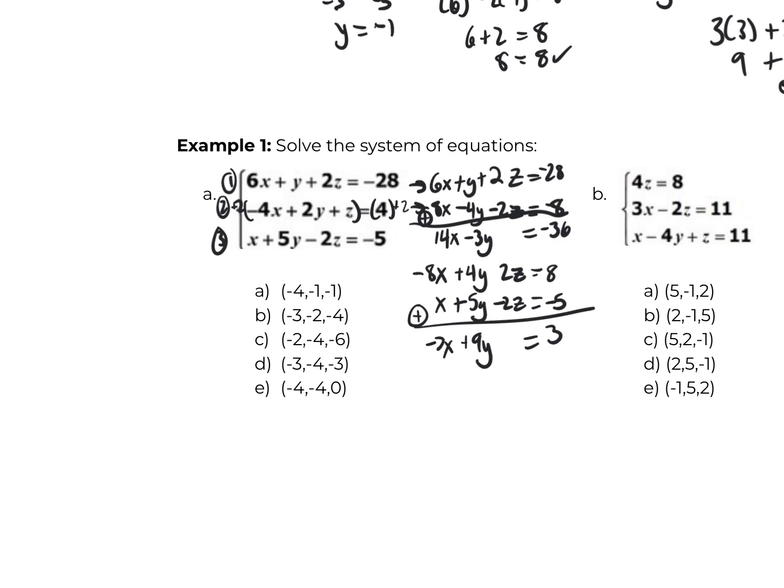So now I have two equations with two variables. I have 14x minus 3y equals negative 36, and I have negative 7x plus 9y equals 3. Well, I have two options here of how to create an opposite pair. I can cancel out the y's by multiplying the top by 3, or I could cancel out the x's by multiplying the bottom by 2. Now, obviously, if I multiply the top by 3, that's going to create a big number there, that negative 36 times 3. So let's do the other way. Let's multiply the bottom equation by 2 to cancel out the x's.